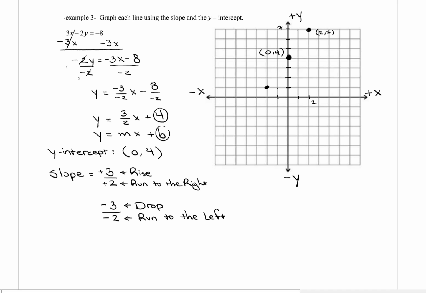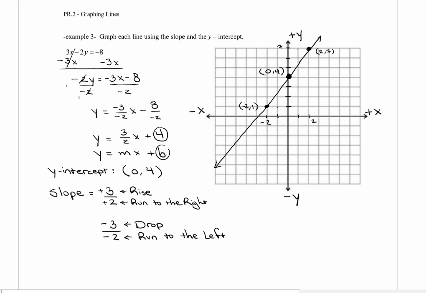Now to come up with another point, from my y-intercept I'm going to go down 3, which represents my drop, and run 2 units to the left. That lands me at the point (-2, 1), and I've drawn tick marks on the x-axis going out from 0 to -2 by a scale of 1. I have connected my 3 points with a line and extended that line to the ends of the graph. I've drawn arrows on the ends of the line, and I'm going to label the line with the equation y equals 3/2 x plus 4. You could have used either equation, the one in standard form or the one in slope-intercept form, because they are equivalent equations.